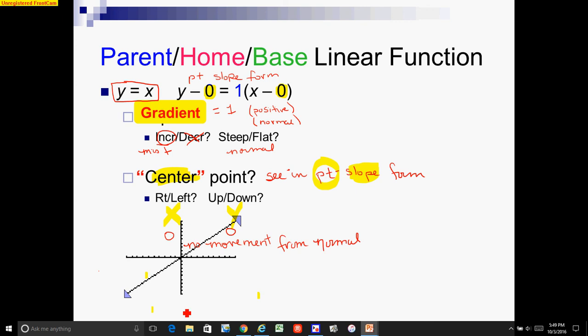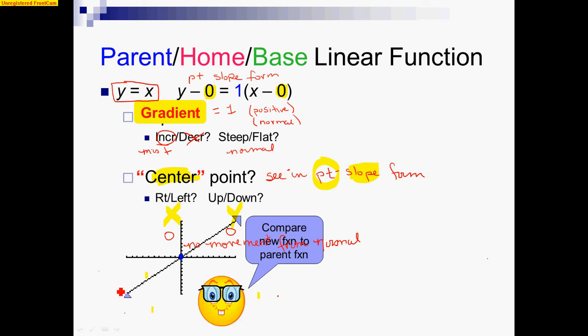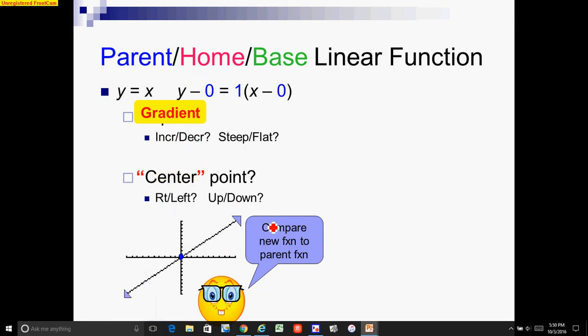So there's the picture of our normal linear function. You can see that the normal, what I'm going to call the center point, is the origin, or 0, 0. Comparing the new function to the parent function is what we're going to do when I give you a different function. So here is the parent. This is y equals x with the point 0, 0, which is what we call the center point, and a normal slope of 1, an increasing line as you read the domain from left to right.